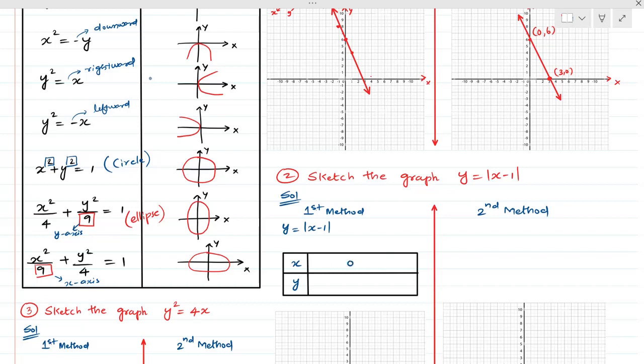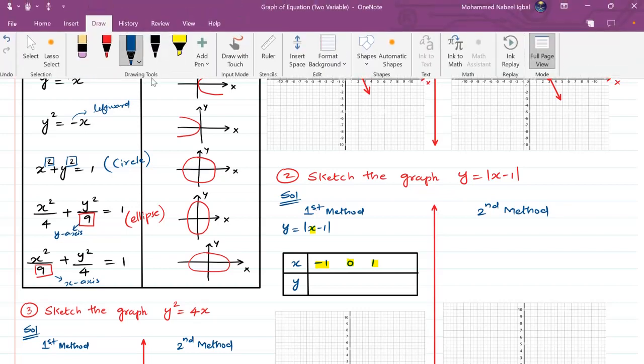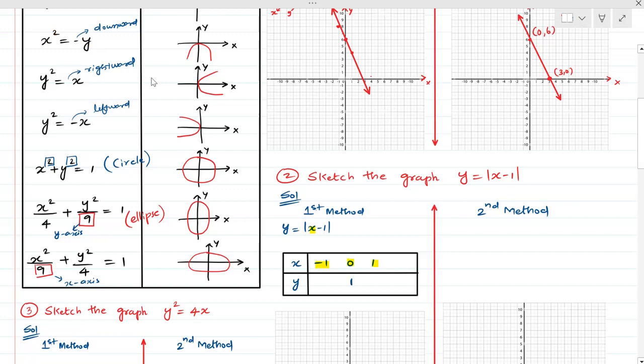When I substitute 0 here, what should be the y value? The y value is minus 1. If you take the absolute, it becomes plus 1. When I substitute 1, 1 minus 1 is 0, so it's 0. When I substitute minus 1, minus 1 minus 1 is minus 2, absolute which is equal to plus 2. If you want, you can do the number 2 as well. If you do 2, it becomes again 1.